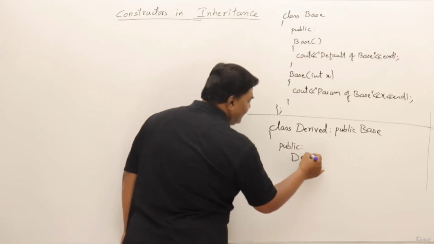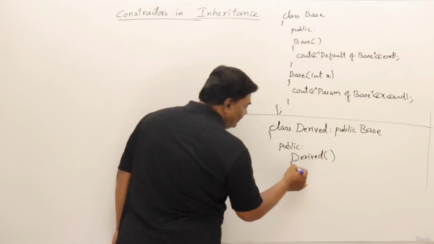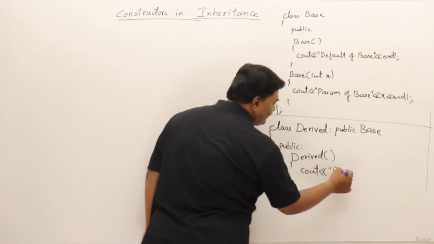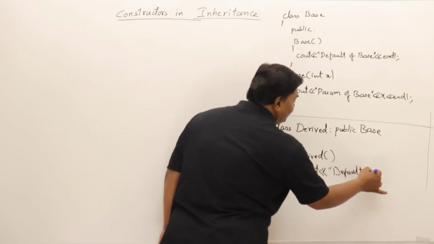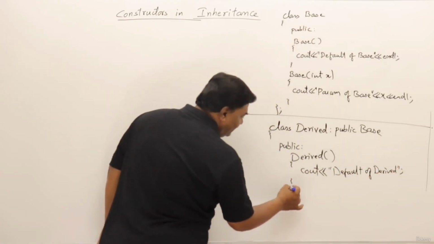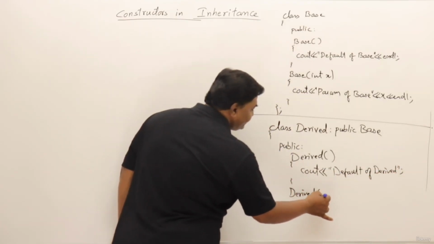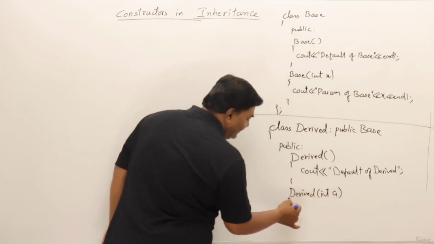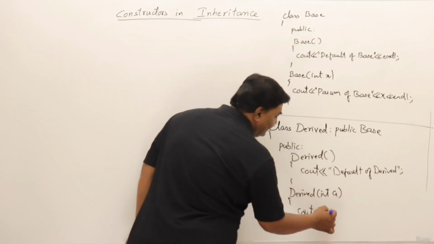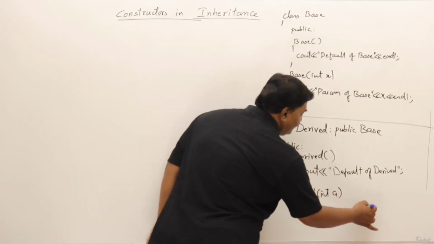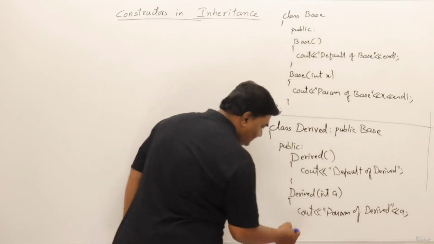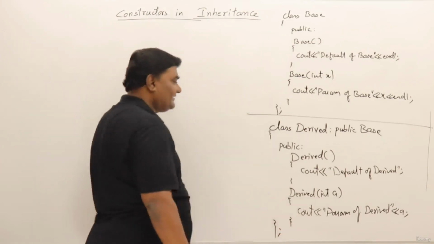So the first constructor is derived, that is the default constructor, the non-argument constructor, and inside this I will simply say cout "default of derived class default". Then I will also write one more constructor, derived, which is taking some parameter. I will take the variable name as a, then cout "param of derived", and also I will display a. So that's it. So I have the classes ready.